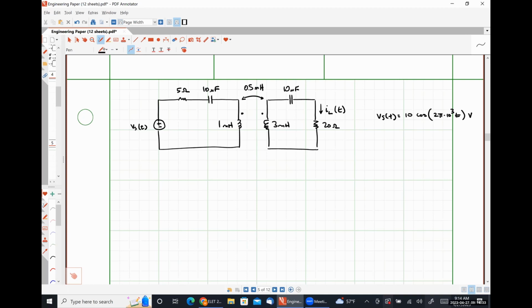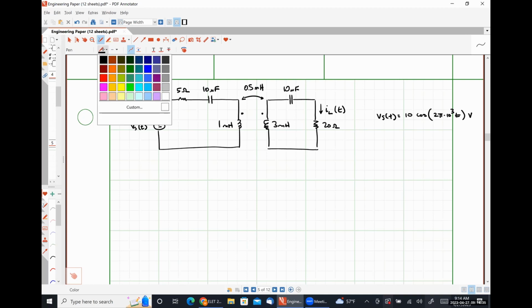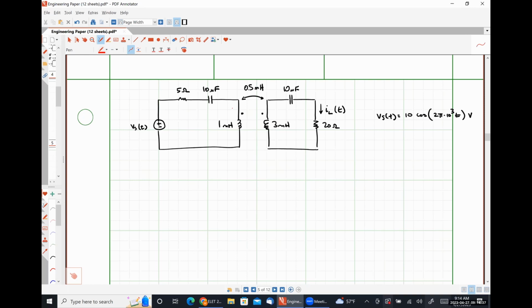Positive on top, okay. So I'm going to call this voltage V1 of t. What about for the 3 millihenry inductor on the right-hand side of the circuit? Positive on top or positive on bottom? Pick one. Positive on top, okay?